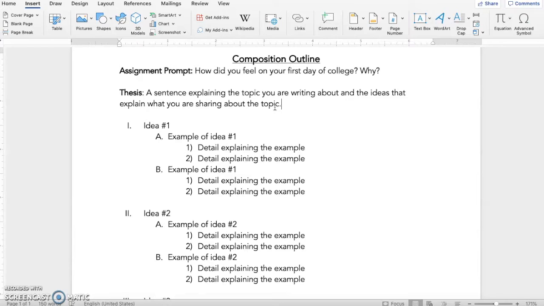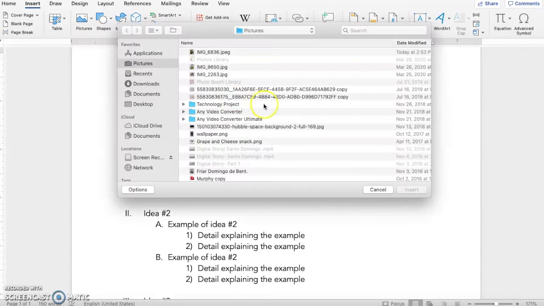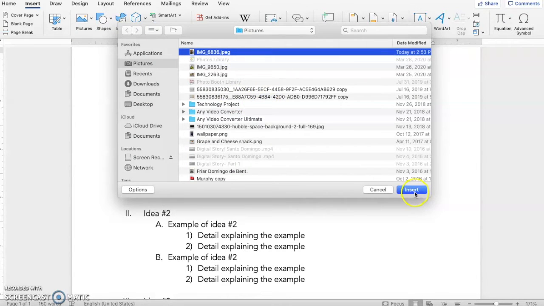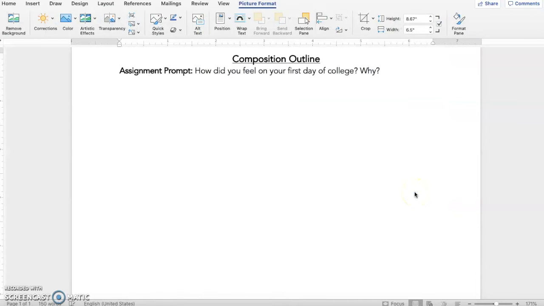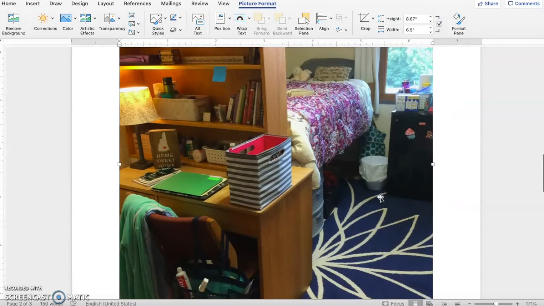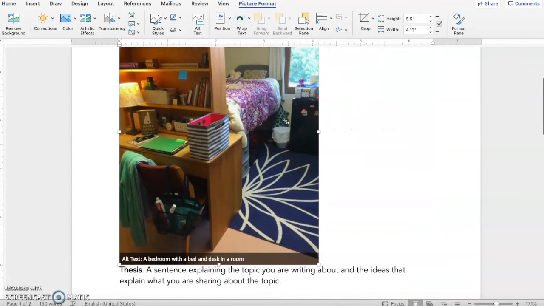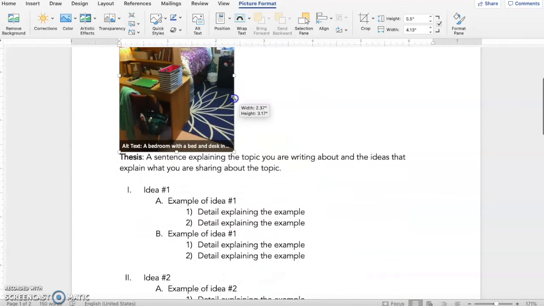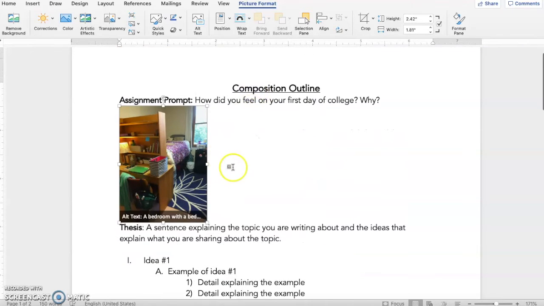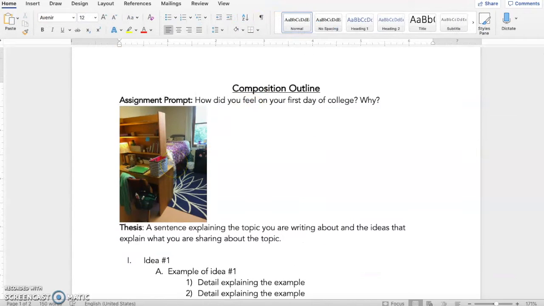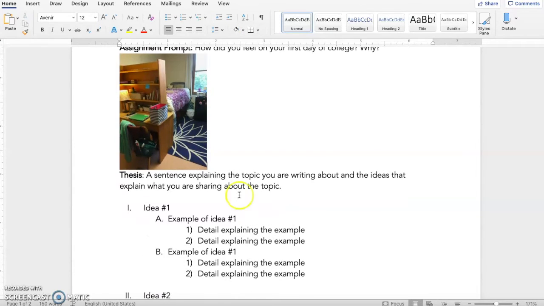For me, I'm going to think back. So in order to help me think back, I'm going to insert a picture. Now, if you want to do this when you're doing your composition outlines, go for it. If it's not helpful for you, then don't feel like you have to. This is just a picture of my freshman year dorm room. So I'm just going to put this here, nice and small, just as a little bit of a reminder as I start to brainstorm. What kind of things was I feeling when I moved in, on day 1?